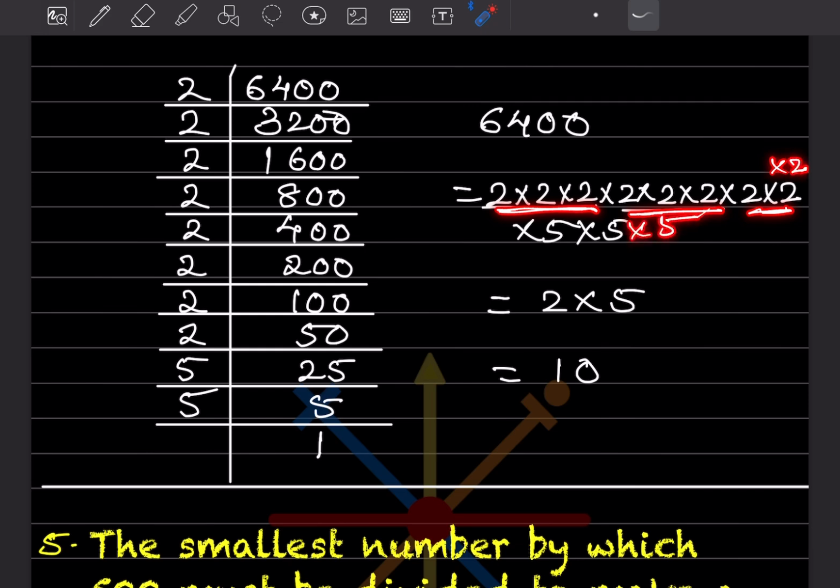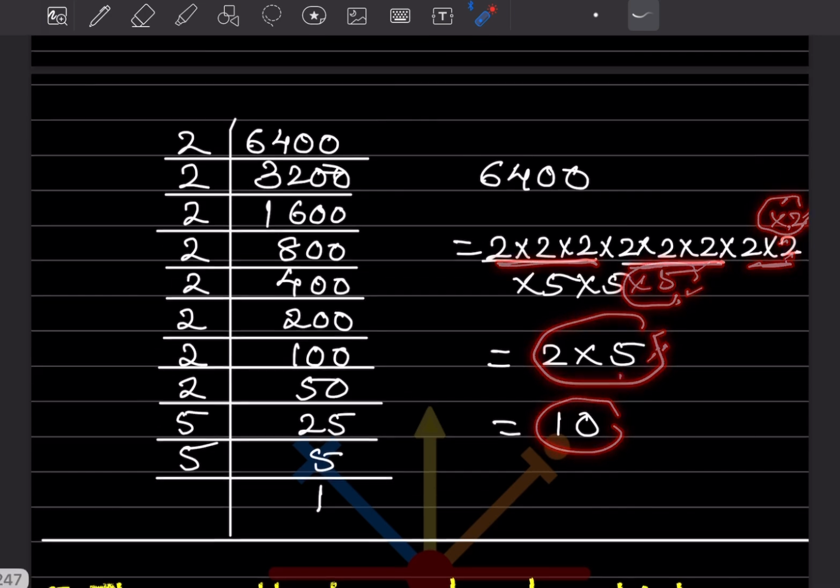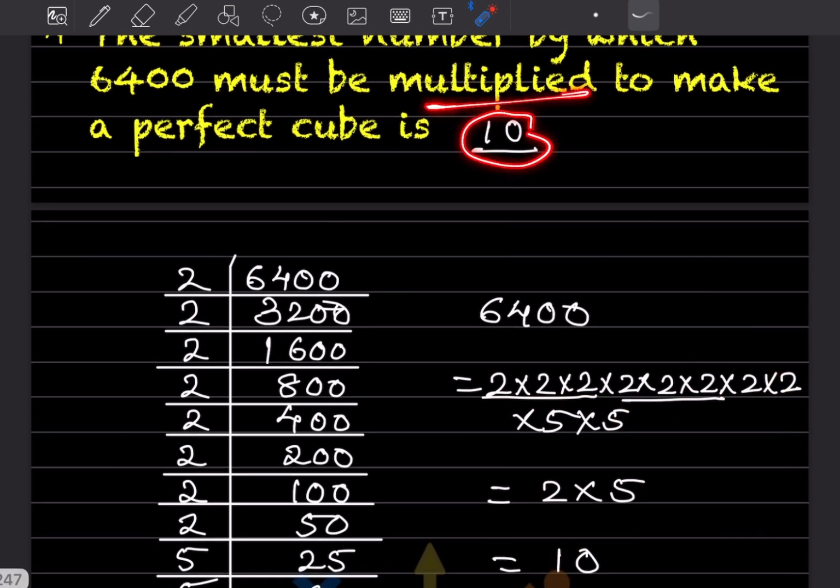So now here you need 2 into 5. Because what number should it be multiplied by? So you have to write whatever extra you need. So you need 2 extra and 5. So 5 2s are 10. So this should be 10, because here they said it should be multiplied.